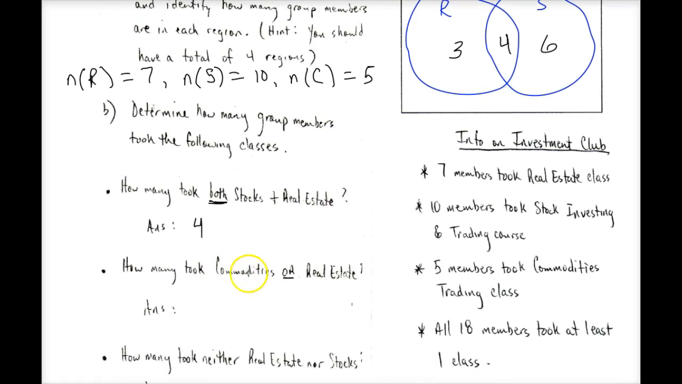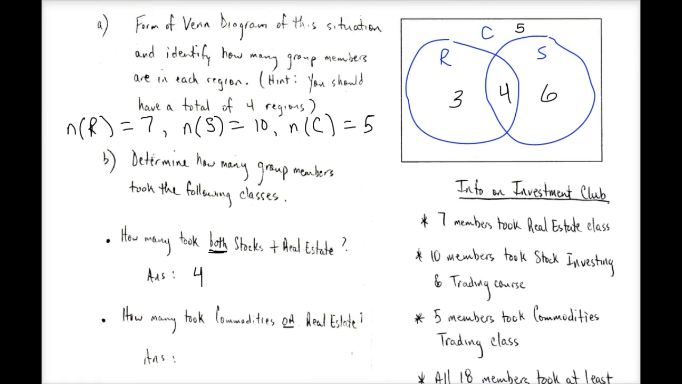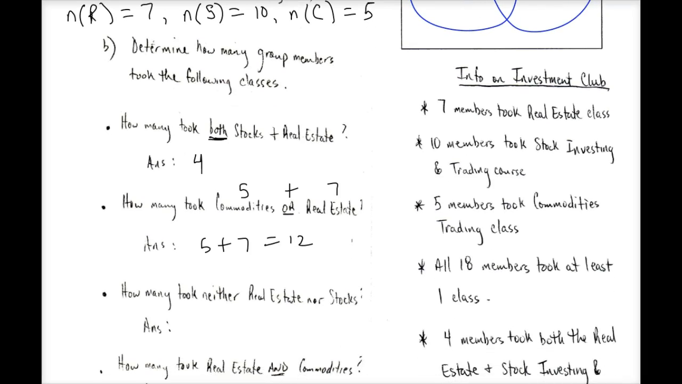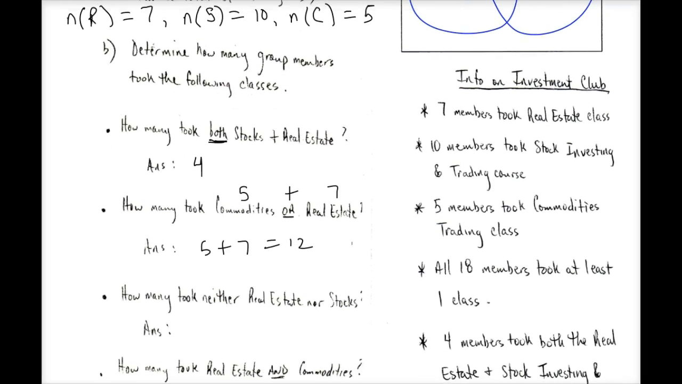How many took the commodities or real estate? Okay, so commodities or real estate means that we want the total collection of who comes from one set or the other. So the number of people that took the commodities was 5, and the number of people who took the real estate is going to be 7. And again, we see here that no one that took the commodities class actually took the real estate class, so they're separate. So we have to add these two together, and of course that would be a total number of 12 people.